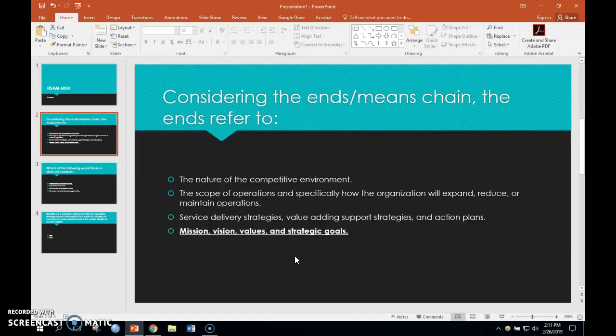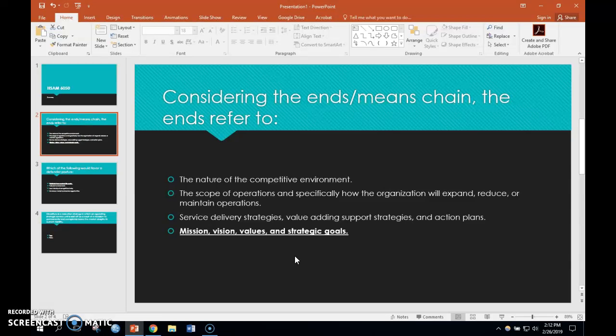So I just did want to go over a couple other questions that were covered in the quiz this week. So this one is, considering the ends means chain, the ends refer to. And the ends means chain is actually on page 210 in your textbook. And it also details the information in the text there around, but the actual figure of the ends means chain is there. So ultimately, the ends are our directional strategies.